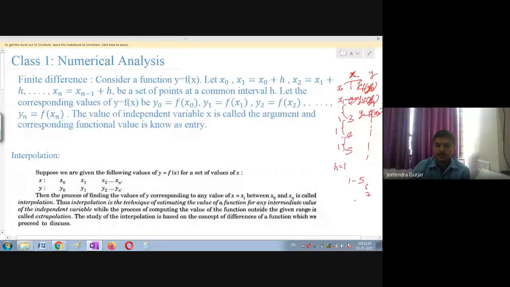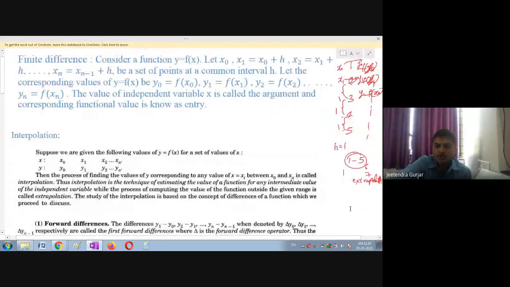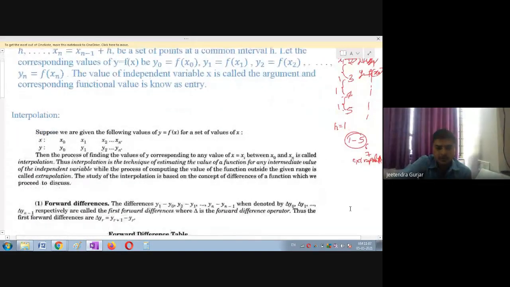So please remember, this is extrapolation if it is outside the interval. Inside the interval, it is interpolation. Okay, so remember interpolation and extrapolation. So thus the study of interpolation is based on the concept of difference of a function, which we proceed to discuss.